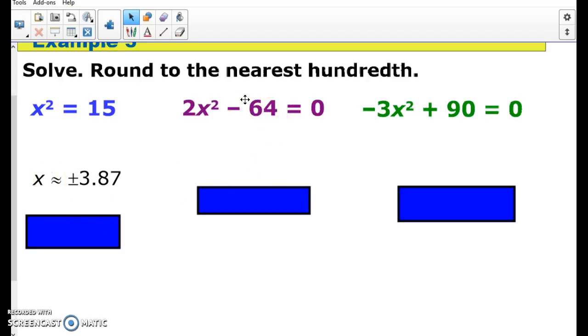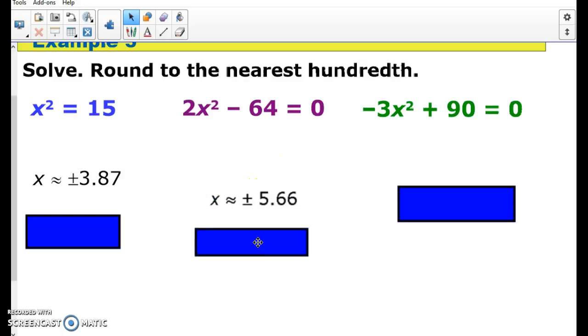Kind of the same thing here. You're going to end up with a not nice square root number. So add 64 to both sides. Divide by 2, you get x squared equals 32, so x is the square root of 32, which is going to be about 5.6. And then same thing here.